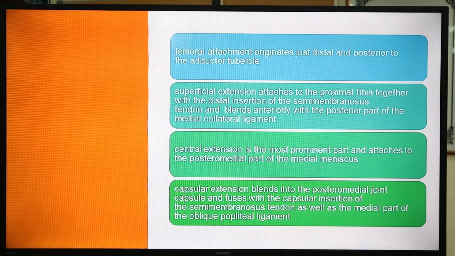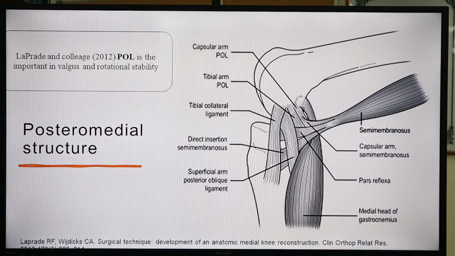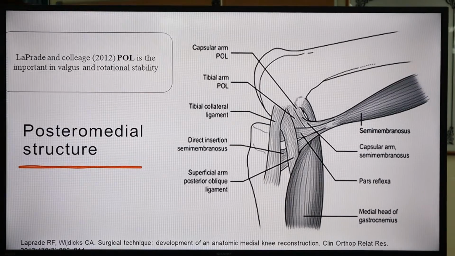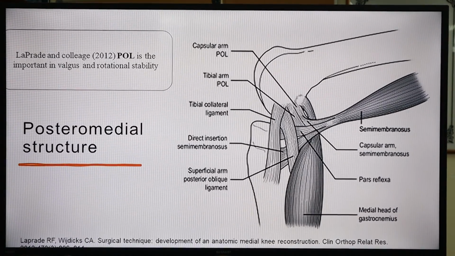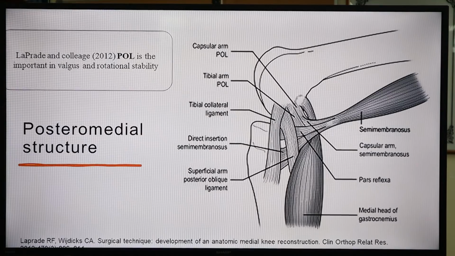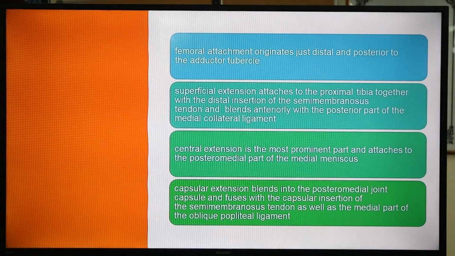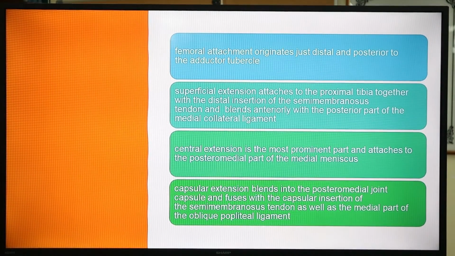The most important ligament in the posteromedial corner is your POL, according to LaPrade and colleagues in 2012. POL is the most important for valgus and rotatory stability. Thus, if you have an MCL injury, you need to look into the POL injury as well. Since it is most important, let's take a look at the anatomy.